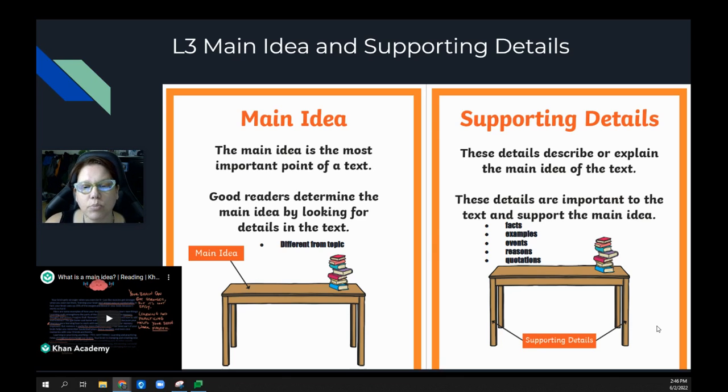So these details are important to the text and support the main idea, and they can be things like facts, examples, events, reasons, quotations. So there's a lot of things that you can use to support the main idea. We're going to watch a short video on main idea and what it is.